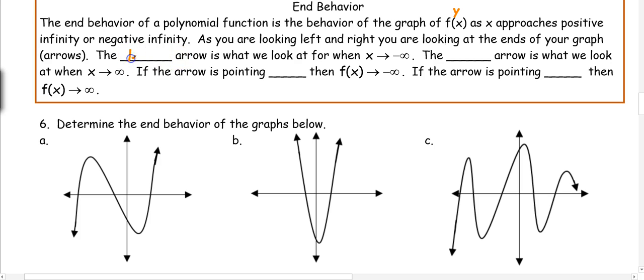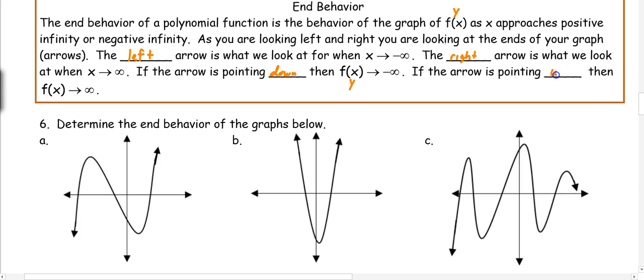So the left arrow is what we are looking at for when x approaches negative infinity. And we are looking at the right arrow for when we're looking at x approaching infinity. If the arrow is pointing down, then f of x, or our y values, are approaching negative infinity, which means as the graph continues, our y values are getting more and more negative.